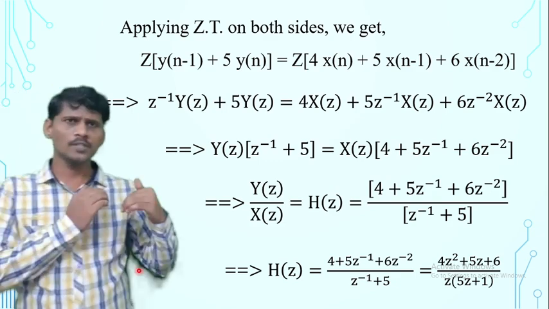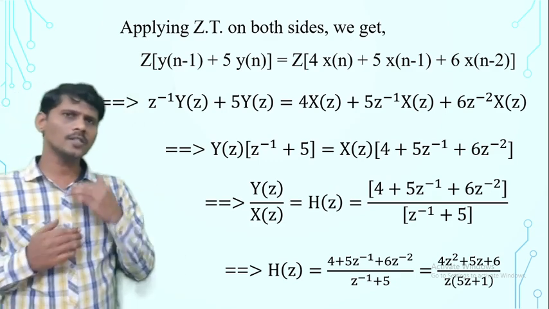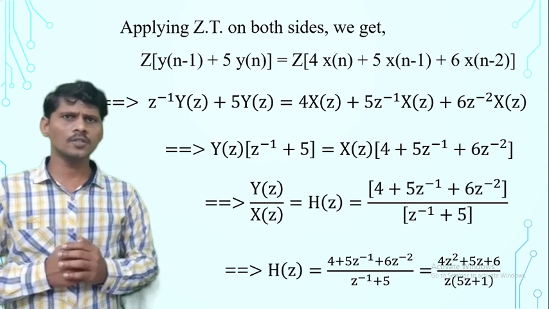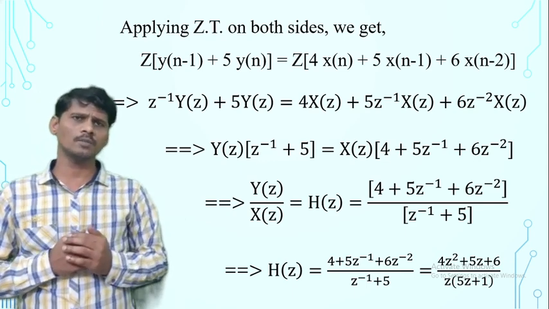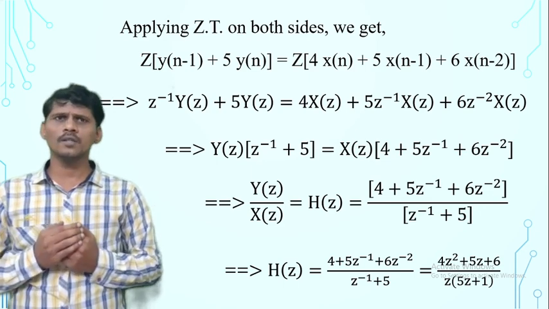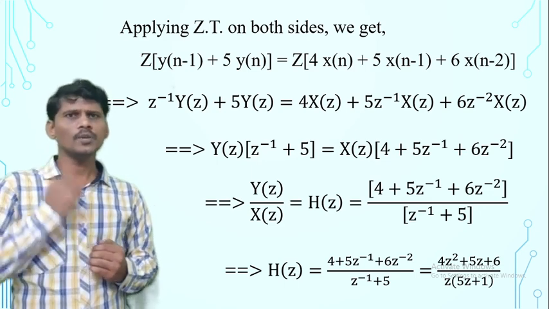So given that the difference equation is there, calculate the system function. How to calculate the system function? Applying the z transform on both sides of the given difference equation, we get the system function, or the transfer function, of the given difference equation.